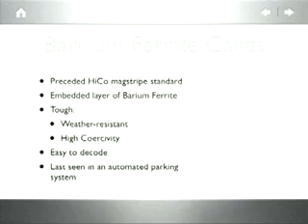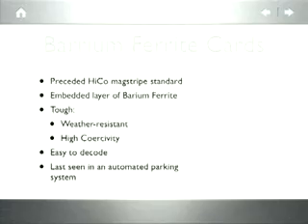Prior to high coercivity mag stripe cards, you had a lot of very ad hoc solutions. Every company was making their own thing, and collectively these are referred to as barium ferrite cards. They preceded the HiCo standard, and they typically worked by embedding a layer of barium ferrite in between some layers of plastic, or something like that.